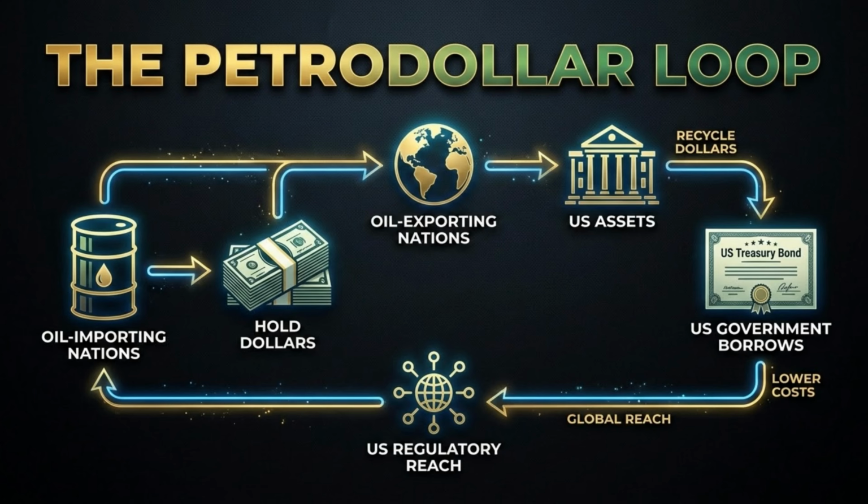The U.S. government borrows at lower costs because petrodollar recycling creates persistent demand for its bonds. Dollar dominance in financial infrastructure gives U.S. regulatory decisions global reach. And all of these dynamics feed each other in the loop we built earlier.